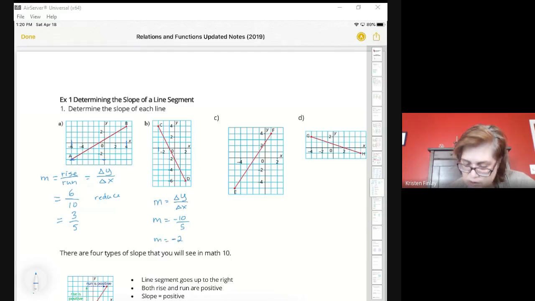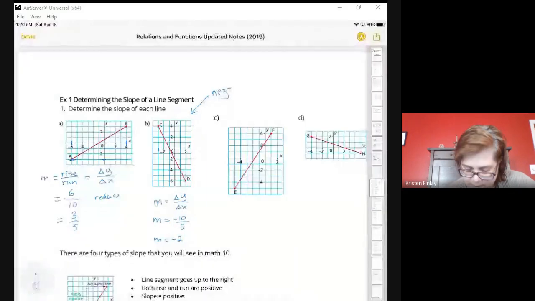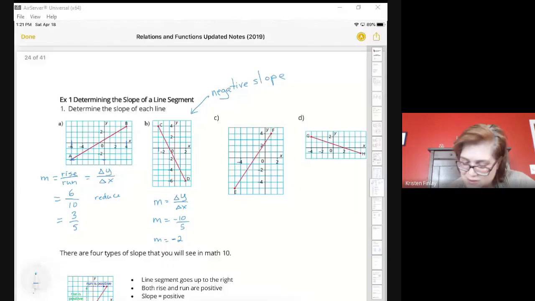So just make sure you note that for a slope that goes down, we're going to get a negative slope, because it goes down.